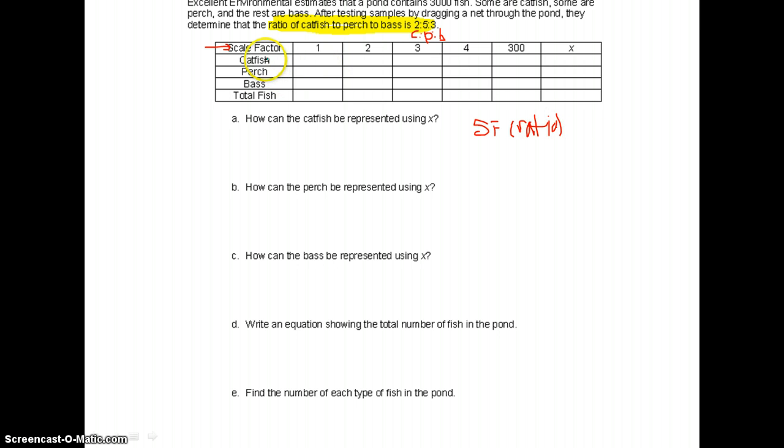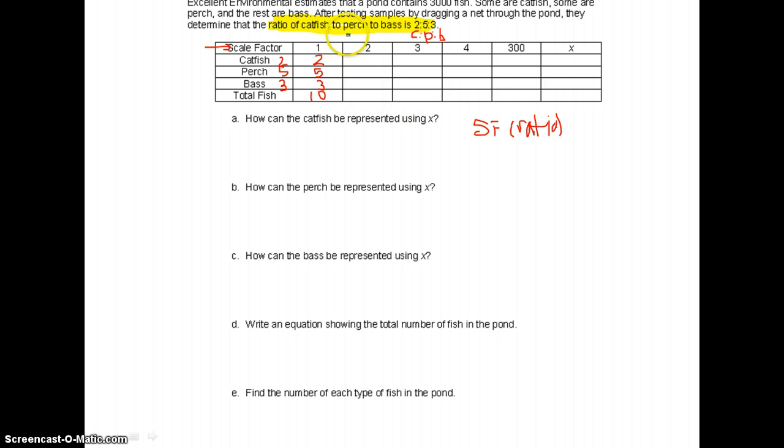Okay, so for the first one, the catfish is 2. So 2 times 1 is 2. So our catfish is 2. Our perch is 5. And our bass is 3. So if we have a scale factor of 1, that means we have 2 catfish, 5 perch, and 3 bass. And that will give us a total of 10 fish.